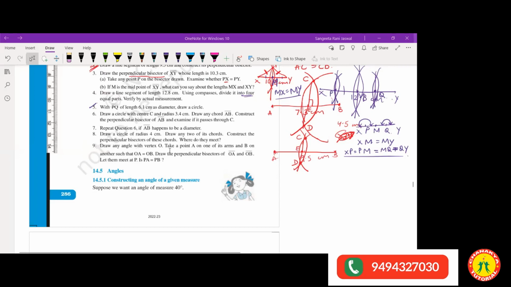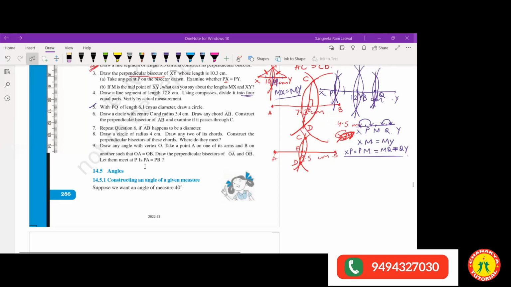Draw any angle. Understand the question first. Draw any angle with vertex O. So you have to make first an angle, okay? An angle of any measure. Then the vertex should be O. Then you take on one arm point A, on another arm point B. Okay? Then you have to make a perpendicular bisector on each of those arms. And wherever the perpendicular bisectors meet, that point is to be named P. And you have to check whether PA is equal to PB or not.